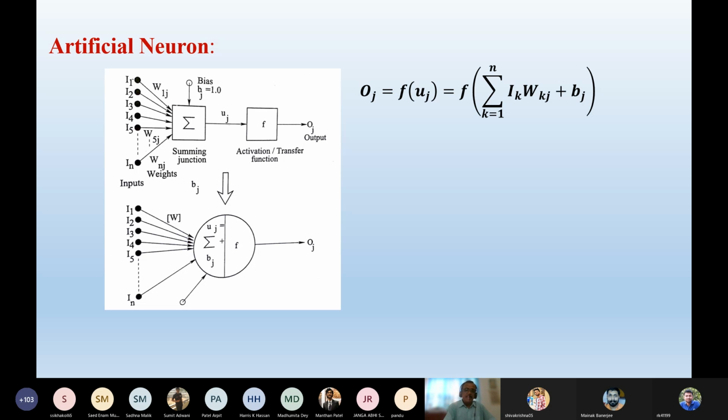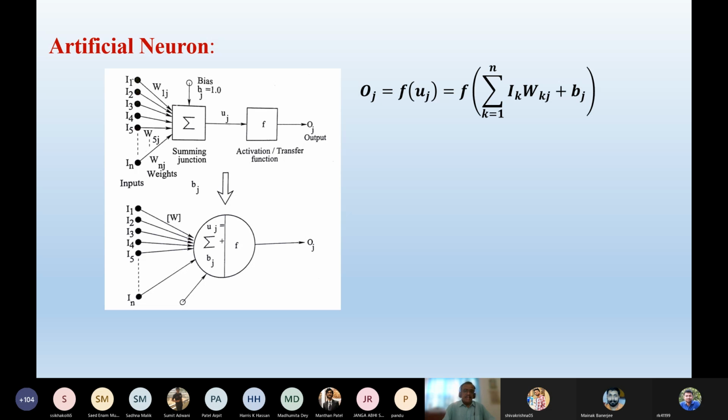Now here there will be some mathematical function, which I will discuss in detail, that is called the transfer function or the activation function. This Uj will enter as the input to the transfer function, and consequently I'll be getting some output, that is Oj. So Oj is nothing but f of Uj, that is f of summation k equals 1 to n of IKWKJ plus Bj. This is the way we can find out the output of this particular jth neuron.